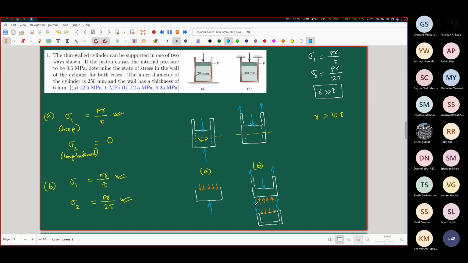That is why, because of the presence of this force, you are going to have a stress in the longitudinal direction, which is this sigma 2, because this is along the longitudinal direction. Okay, sir. Understood, sir. Thank you.